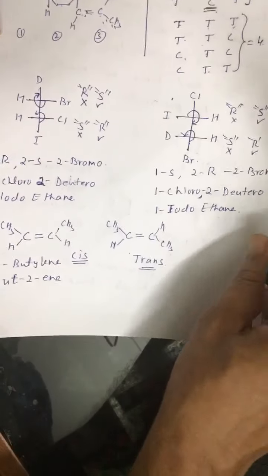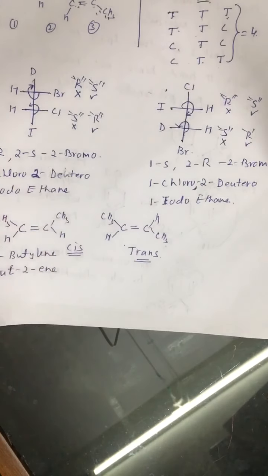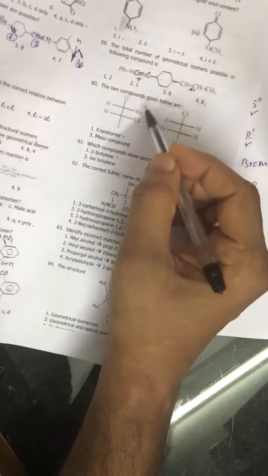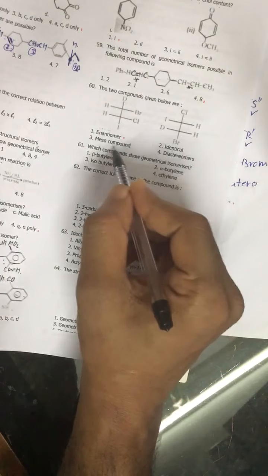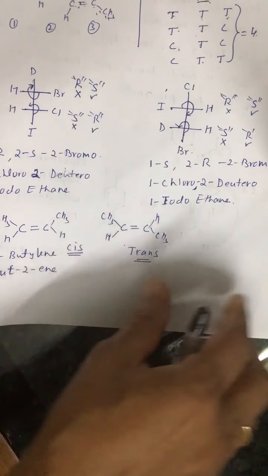Now look at question number 60. Look at the question. We are given two structures, and the question is whether these two are enantiomers, identical structures, or meso forms, etc. This is the question.